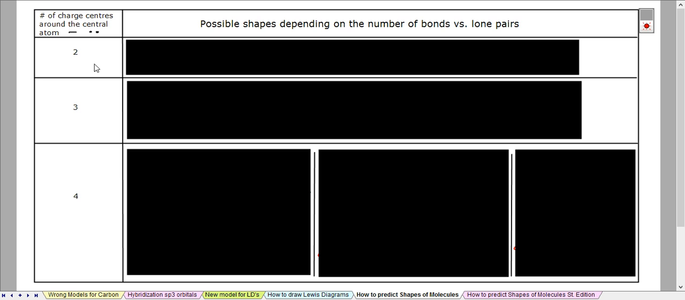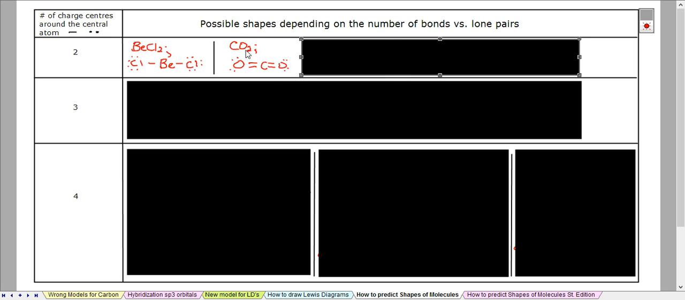Now, say you only have 2 charge centers around your central atom. So what does that look like? Well, in one case, it could be something like beryllium chloride, where you've got a molecule that looks like this. Again, beryllium's an exception. Beryllium can be happy with just 4 electrons around it. It doesn't need to have 8, so it doesn't follow the octet rule. So when we look at beryllium chloride, this is what this would look like. And we can see that there's only 2 charge centers. One bond is one, the other bond is another, and so it creates a linear shape.